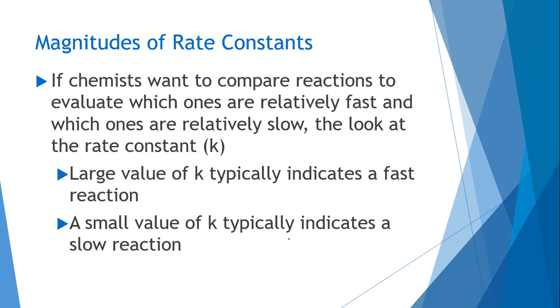Before we get to the units, we're going to talk about the magnitude of rate constants. Oftentimes, chemists want to compare the rates of reactions and how fast or how slow things happen. So they typically look at the rate constant to determine this. A large value for k typically indicates that the reaction happens pretty quickly, whereas a small value of k typically means that it's going to be a slower reaction.